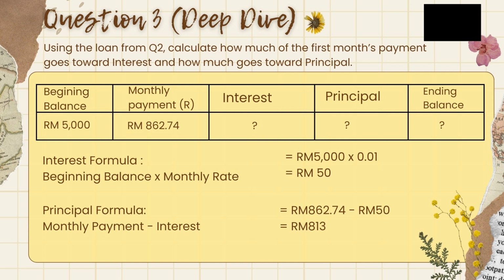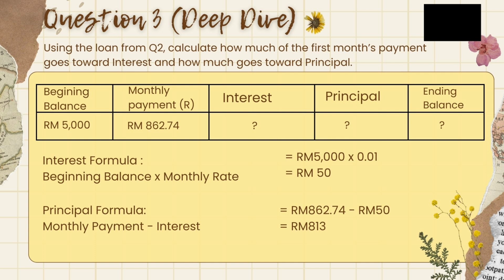So the question asks about the interest and the principal. So we have to know first the interest formula. Interest formula is the beginning balance or loan balance multiplied by the monthly rate. We have to know that the monthly rate does not change unless the interest rate or compounding terms change. So our beginning balance or loan balance is 5,000 multiplied by 0.01, then we get 50 ringgit.